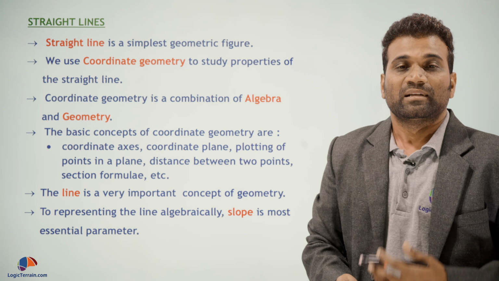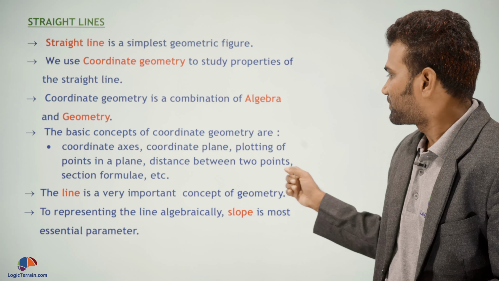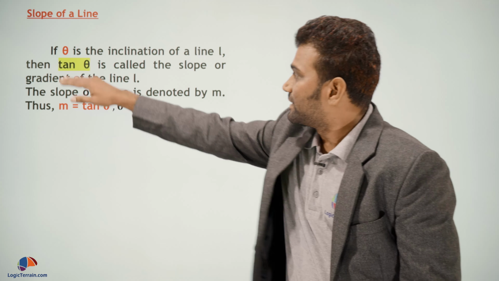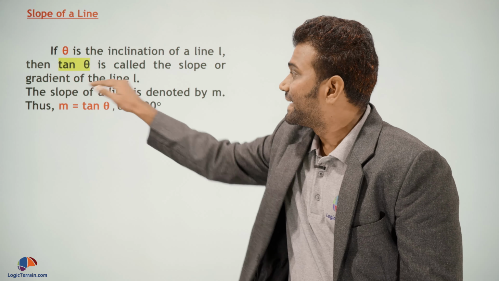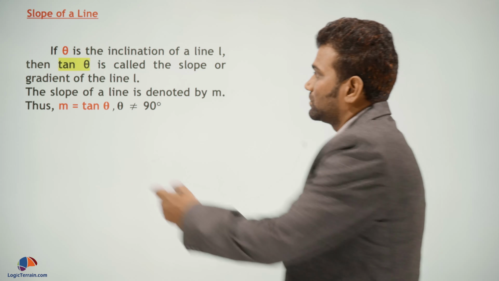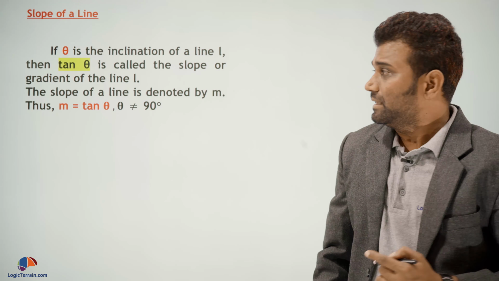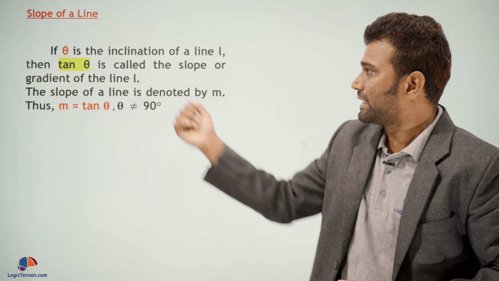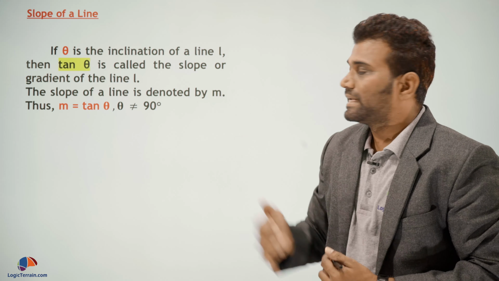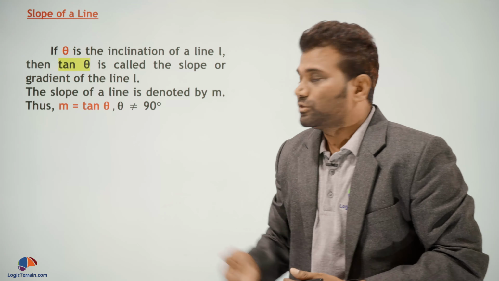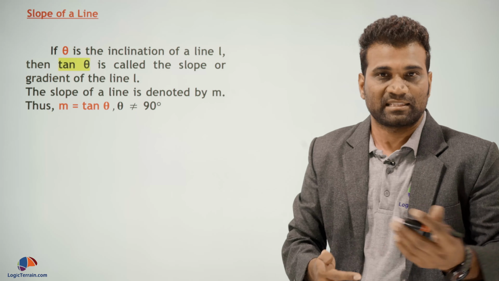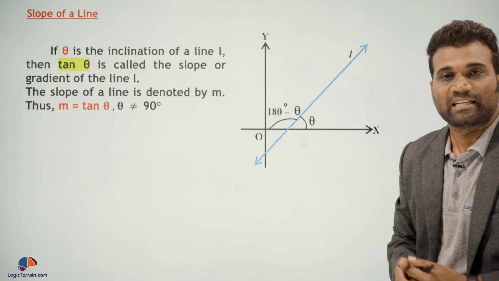Now let us try to understand what slope is. Slope of a line. If theta is the inclination of a line L, then tan theta is called the slope or gradient of the line L. The slope of L is denoted by m, then m is equal to tan theta, where theta is not equal to 90 degrees. Why that is, we'll discuss later.